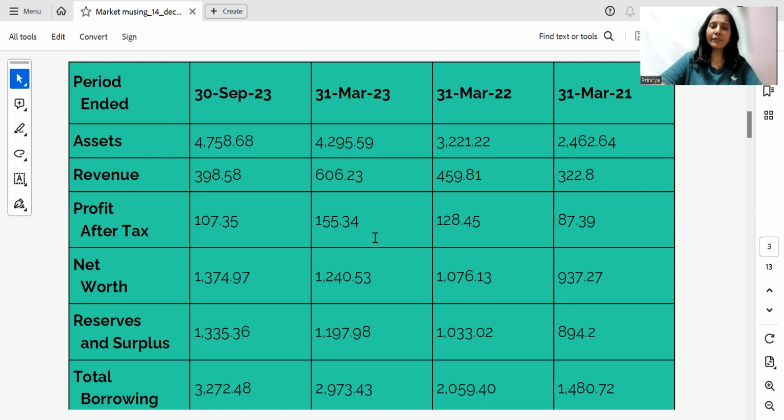Now, overall, to summarize, we can say that the company appears to be in a favorable financial position with growing assets, revenue, and profitability. The increase in net worth and reserves reflects a strengthening financial foundation. However, the rise in total borrowings should be monitored carefully.